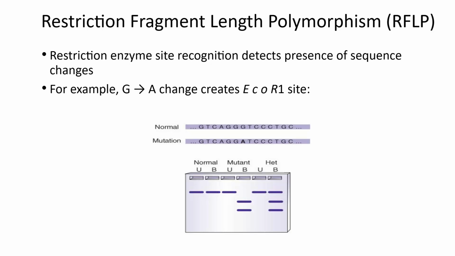Restriction fragment length polymorphism. Restriction enzymes are designed to cut at specific sequences. If you have a mutation in the cut sequence, it's going to cut the DNA at different lengths. So the restriction enzyme site recognition detects the presence of sequence changes. For example, a G to A change creates an EcoR1 site, and that's going to create different cut bands that you can then resolve on a gel.